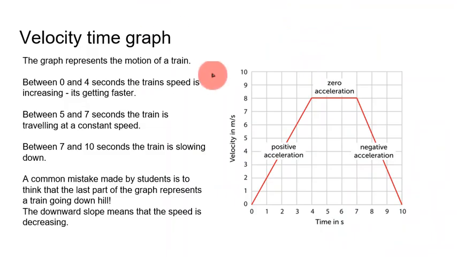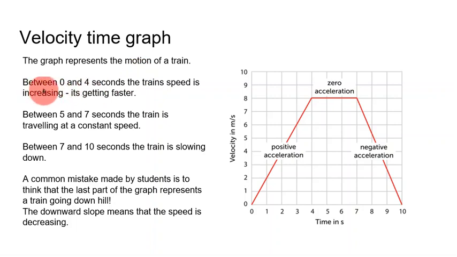So this here then is a graph. Along the x-axis, which is the horizontal axis, it gives time in seconds. And along the y-axis, which is the vertical axis, it gives velocity or speed in meters per second. The graph represents the motion of a train. Motion means the movement of a train.